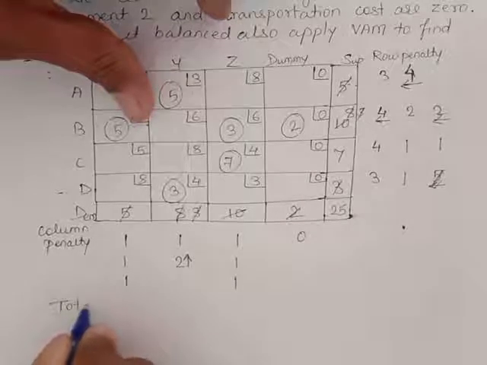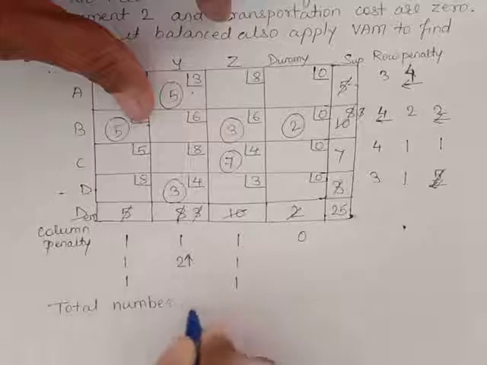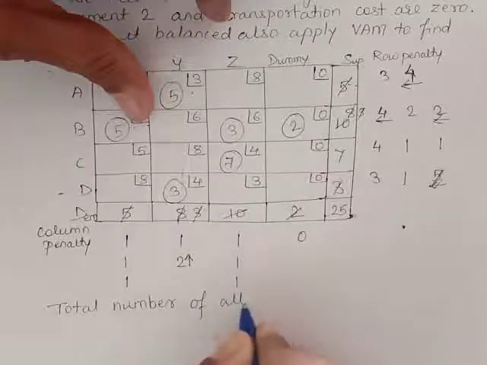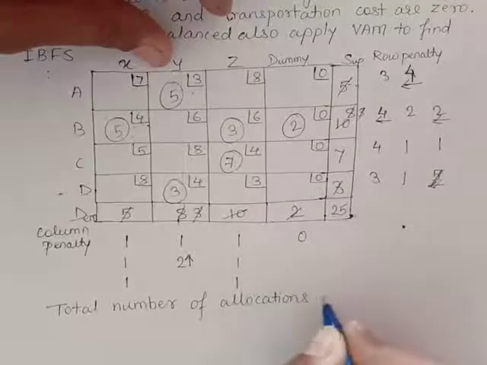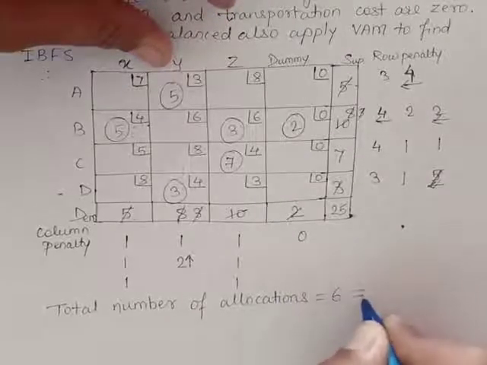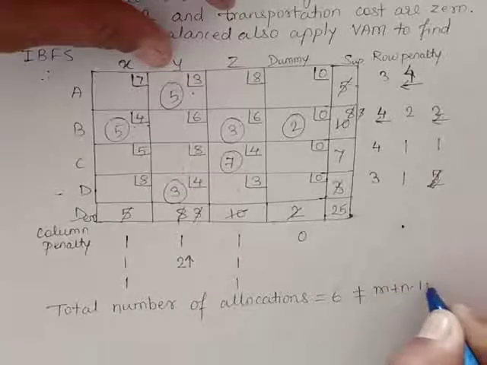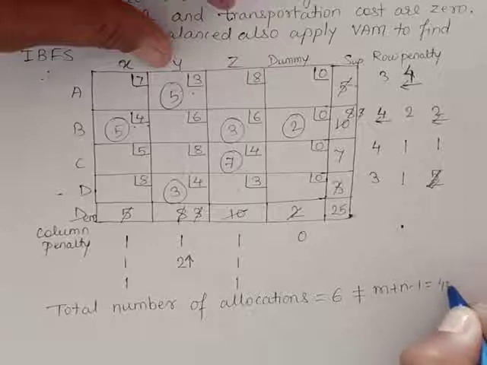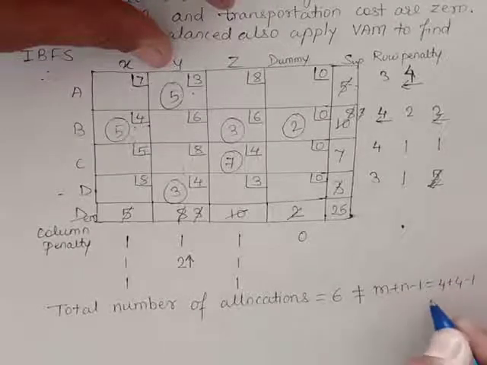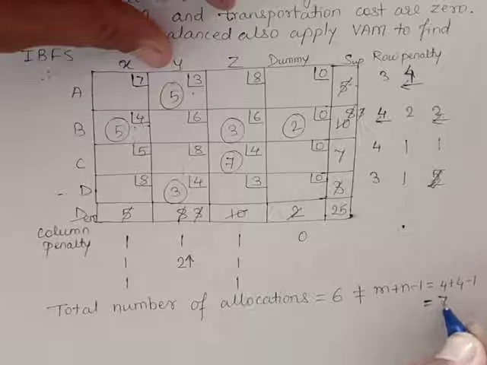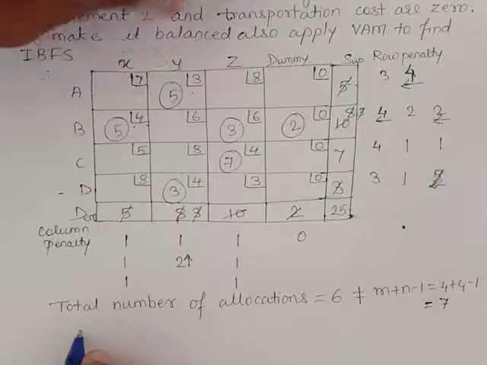Total number of allocations, total number of allocations are what? 6. That is not equal to m plus n minus 1. That is 4 plus 4 minus 1, and that will be 7. Therefore, the solution, what can we say?